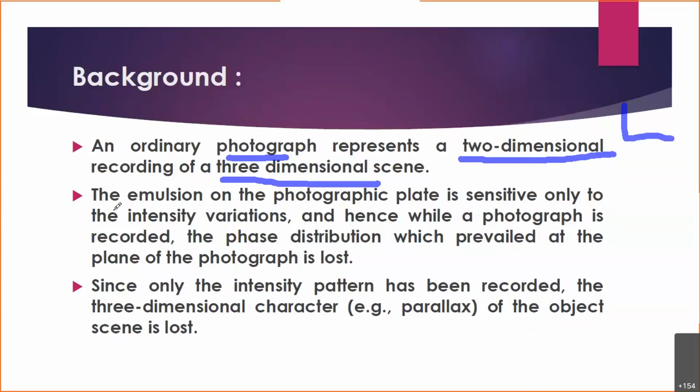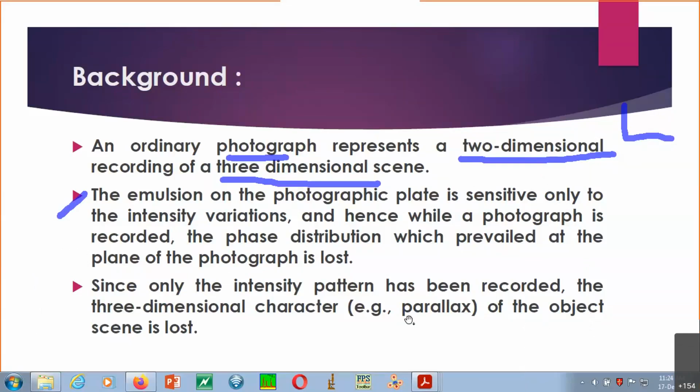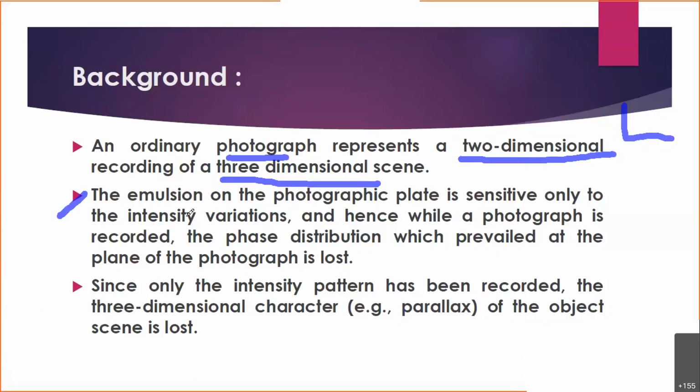Now you see in the second line which parameter is responsible for such behavior: the emulsion on the photographic plate. I hope you are aware that the photo studio person has a photographic plate as well as some kind of emulsion. The emulsion on the photographic plate is sensitive only to the intensity variations, right? This intensity variation depends on the 2D things, that means intensity depends on the x and y components only. That is why they are called 2D recordings.